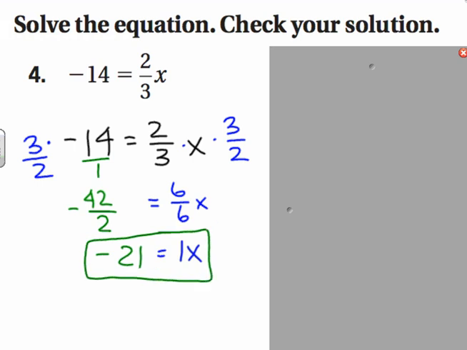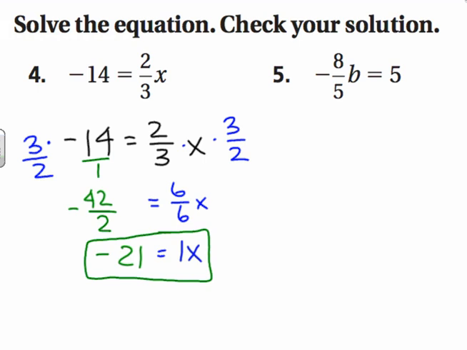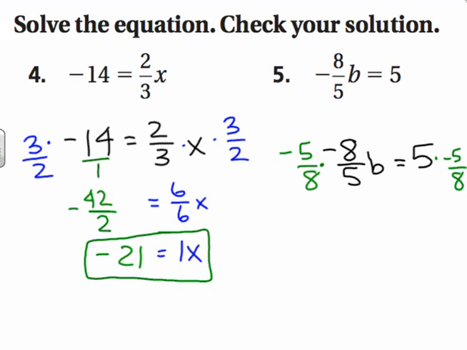All right, those steps were a little bit confusing because we were trying to show why that worked. So for this next one, we're just going to jump into using the shortcut. I'm going to start off with negative 8/5 b equals 5. And to undo multiplying by negative 8/5, I'm going to divide by negative 8/5, and that's the same as multiplying both sides by negative 5/8.